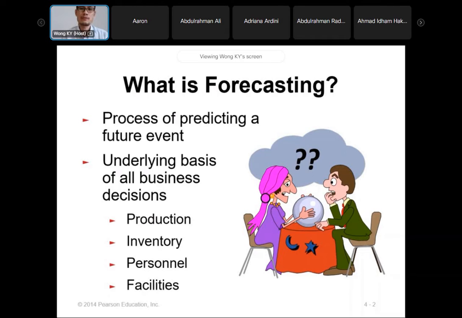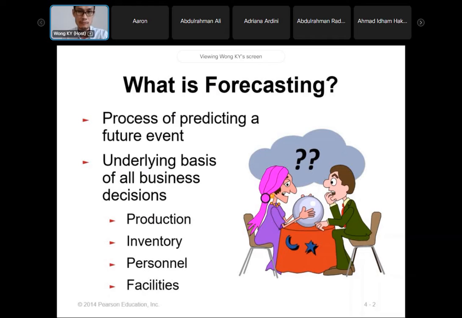First thing, what is forecasting? Forecasting is the process of predicting a future event. If you look at this picture here, I think it will explain everything. This picture shows a wizard or sorcerer looking at a magic ball, trying to predict something for this guy on the right side. That is prediction, or forecasting. But of course, engineers do not do this. You as an engineer should predict or forecast based on real, actual data. This is what you should do.